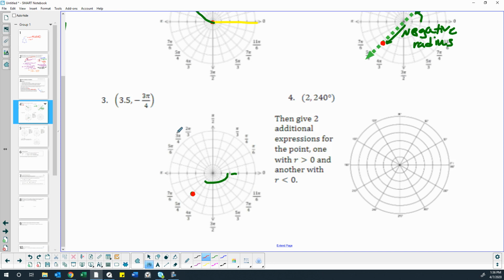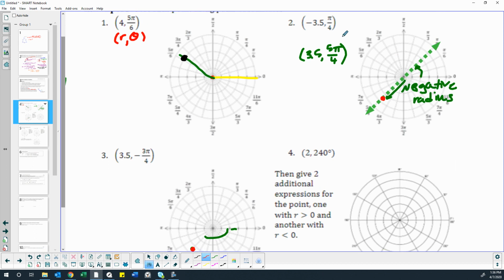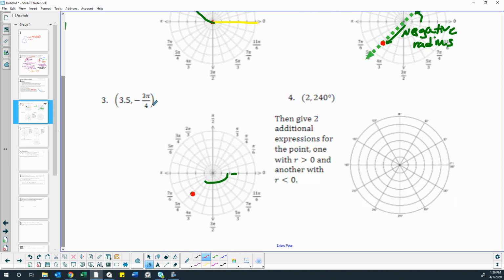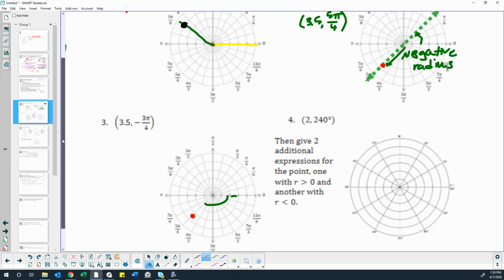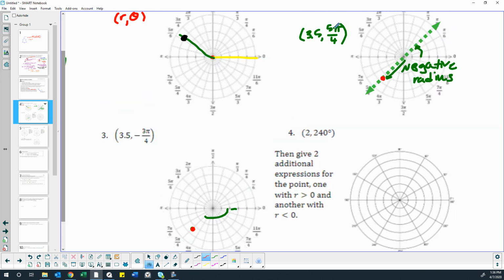Example 2 and example 3 are the exact same point written 2 different ways. So this one was written as a positive pi fourths and a negative 3.5. And this one was written as a negative 3 pi fourths and a positive 3.5. And Tyson pointed out that we could also do 5 pi fourths with a positive 3.5. And what else, Adrian? Are there any other options? It seems like there should be.